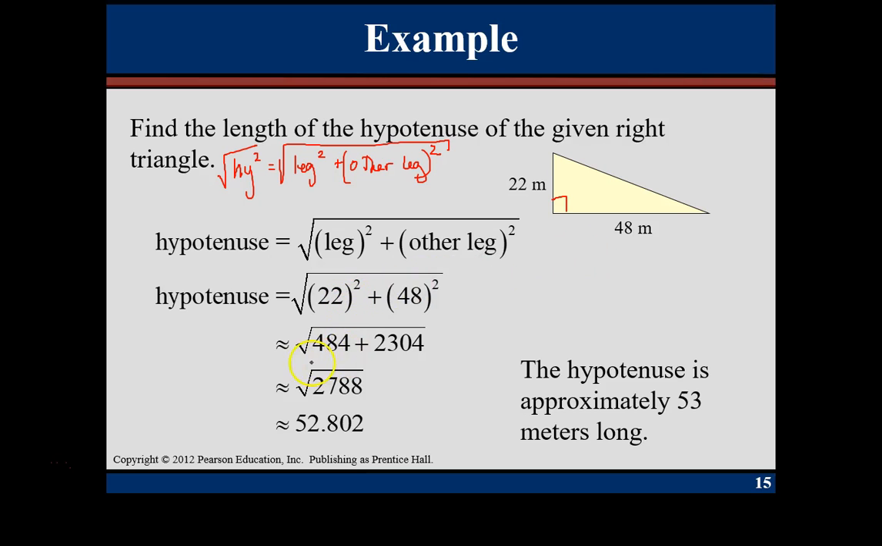22 squared is 484. 48 squared is 2,304. Now we'll add those together and I get 2788. I'll use my calculator to help me find the square root of this by hitting in the number and then hitting the square root key. And the hypotenuse is about 52 meters long.